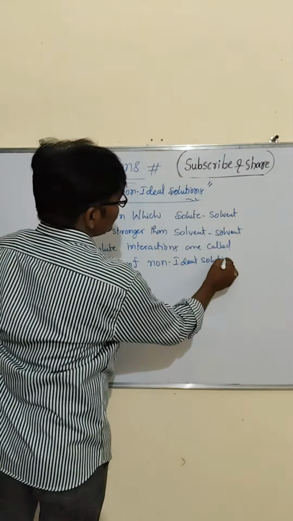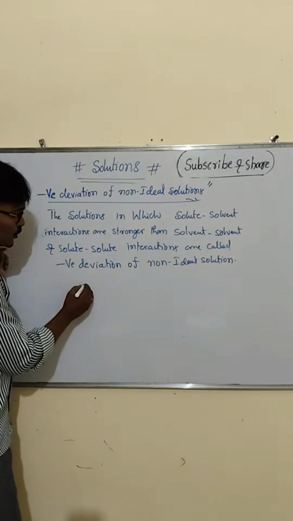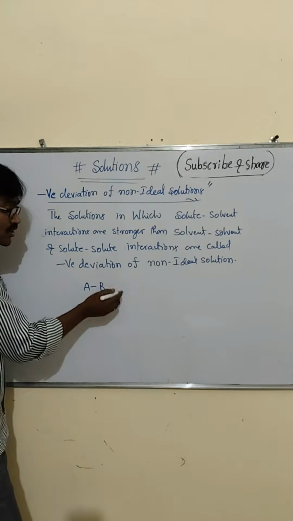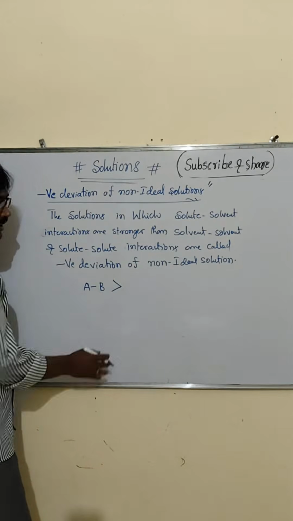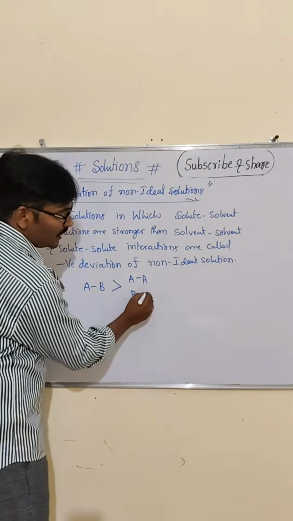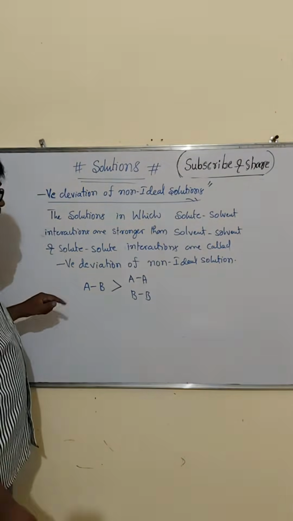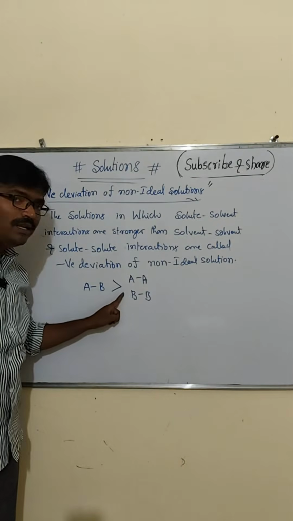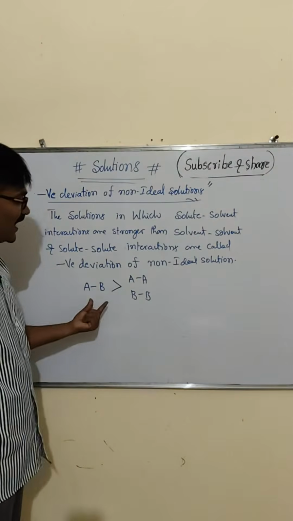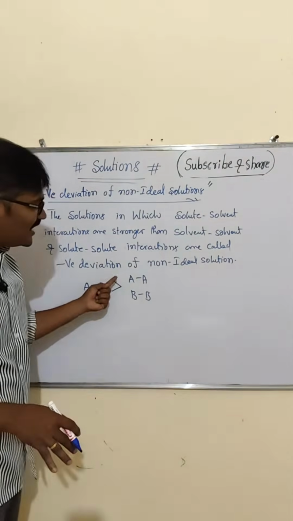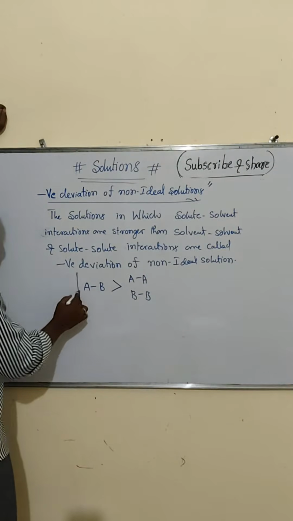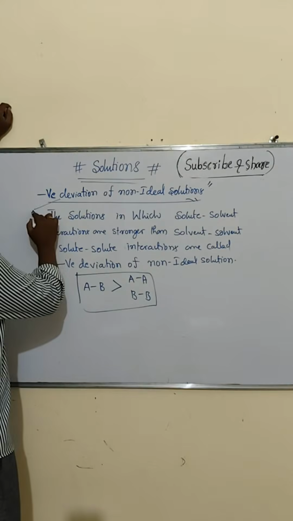What does it mean? Solute and solvent, A-B interactions are stronger than that of A-A interactions or B-B interactions. So A-A interactions or B-B interactions are weaker than A-B interactions. A-B interactions are stronger than A-A interactions and B-B interactions. So such type of solutions we call the negative deviation of Raoult's law.